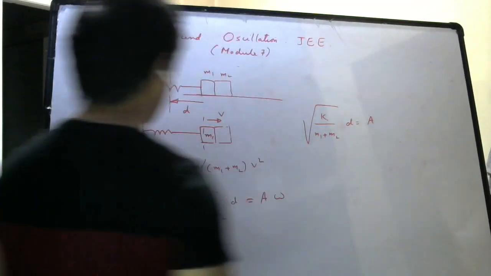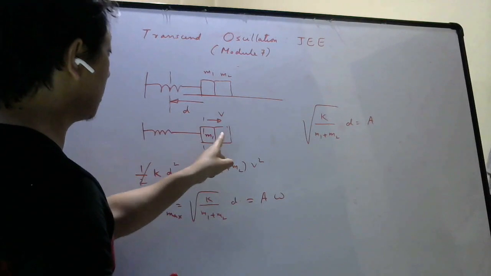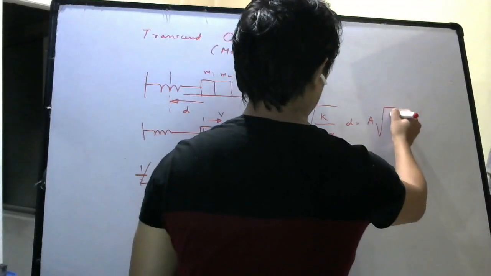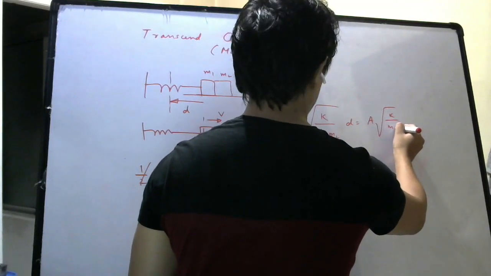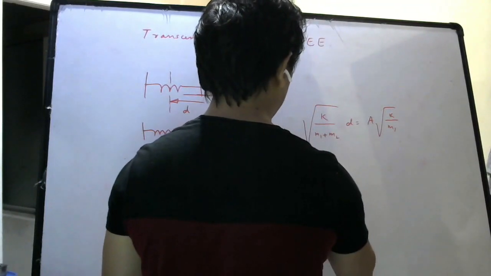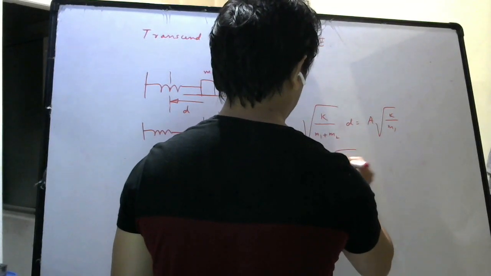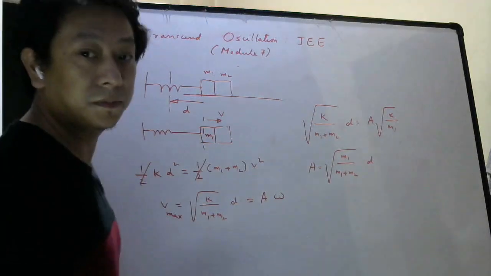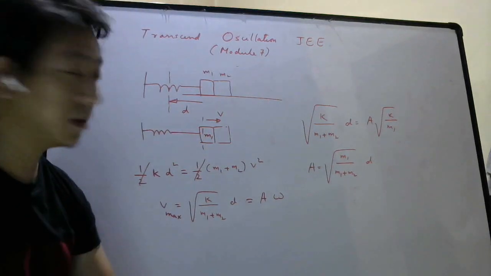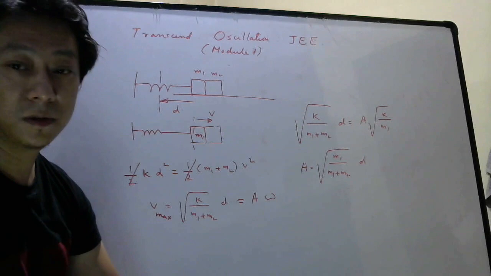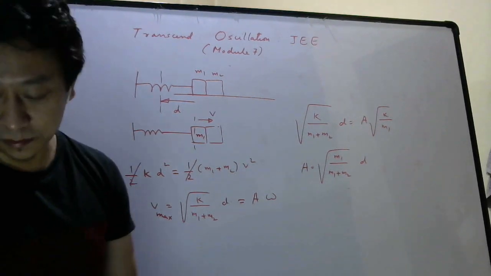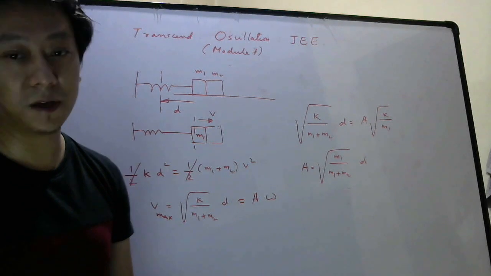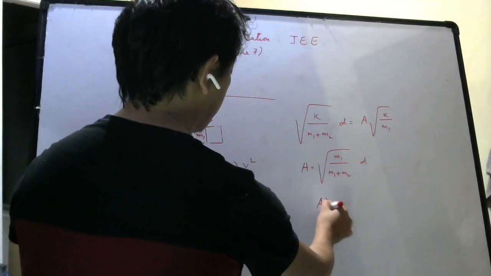Now what is omega? Now only this block is oscillating, right? Not this one, once it leaves. So omega will be root over k by m1. So root k will cancel. Amplitude will be root of m1 by m1 plus m2 times d. So which is the right option? Option A.